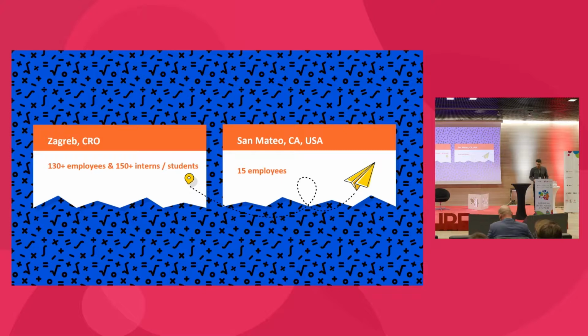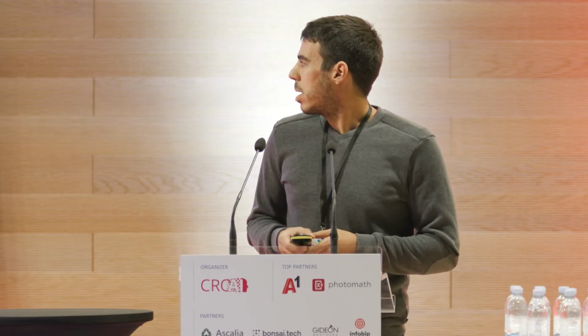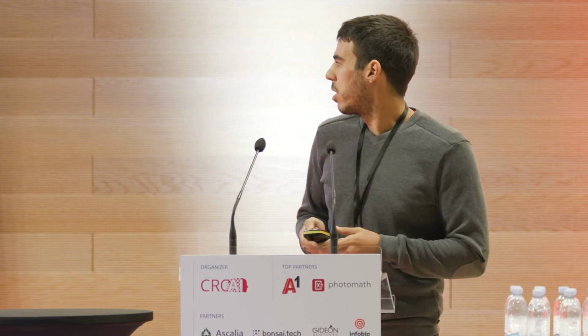So to start, when I got to Photomath 6 years ago, we had less than 10 people working on the product, and now we actually employ in total around 300 people in 2 offices. One is in Croatia and the other is in California.